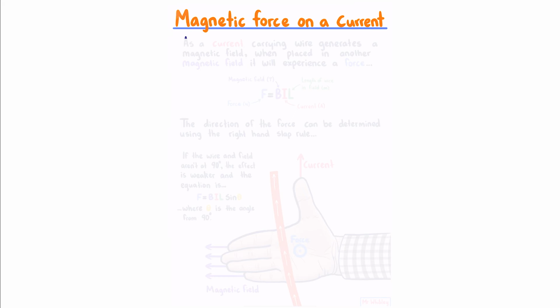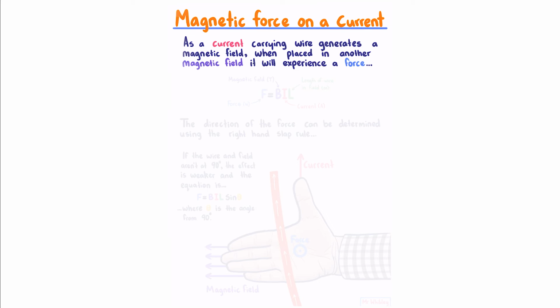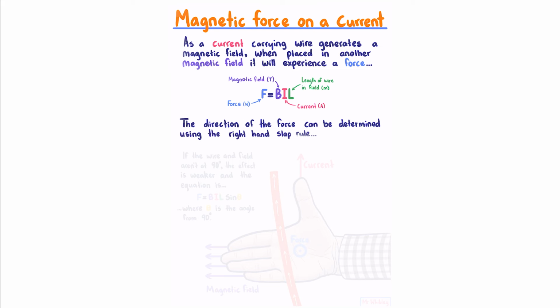Magnetic force on a current. As a current-carrying wire generates a magnetic field, when placed in another magnetic field, it will experience a force. The strength of this force is equal to the magnetic field times the current times the length of the wire in the field. The direction of the force can be determined using the right-hand slap rule.